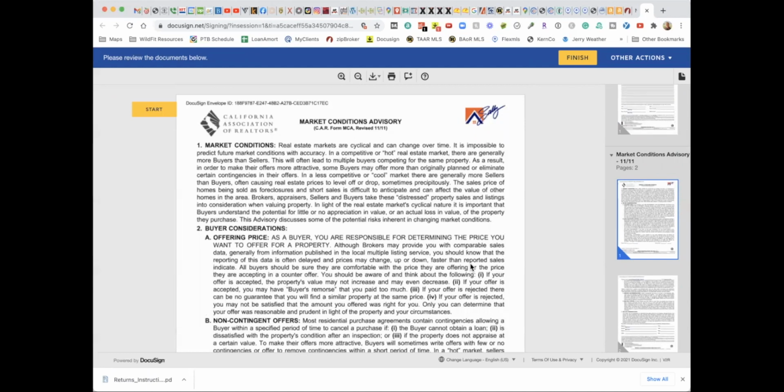Honestly, I don't think I've ever had anybody invoke that easy exit guarantee, but it's there because I want you to feel comfortable. This one is the market conditions advisory. And the most important thing in this, as far as I'm concerned, is that real estate markets are cyclical and they can change over time. We can't predict what the future market conditions are going to be with any kind of accuracy.